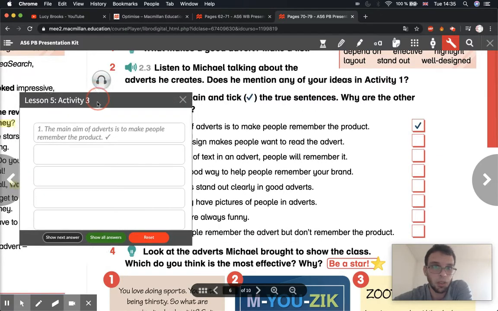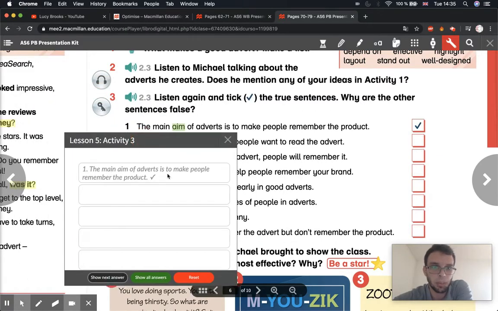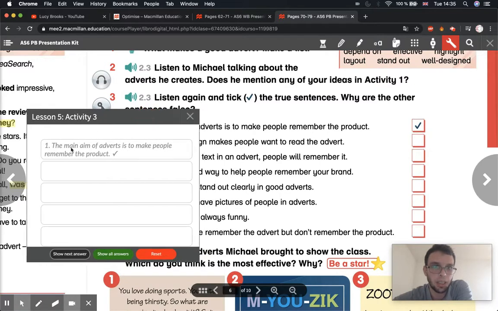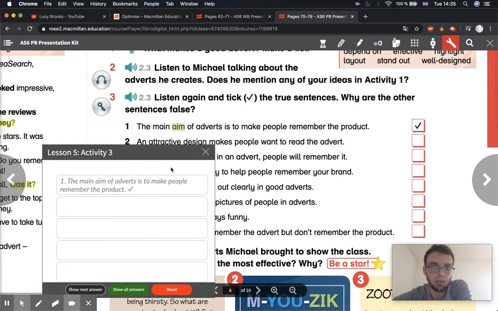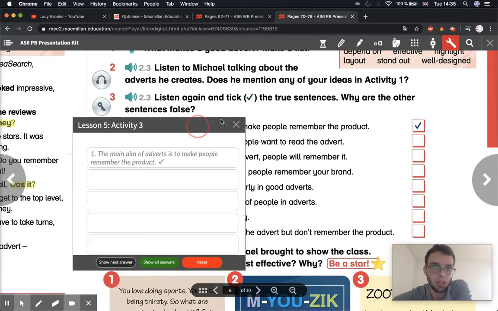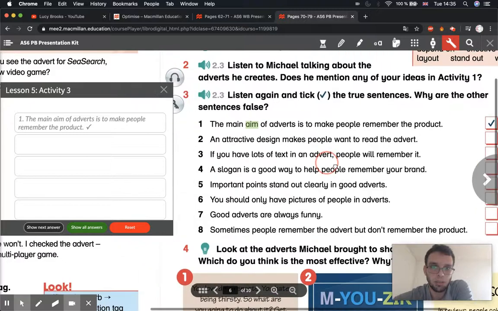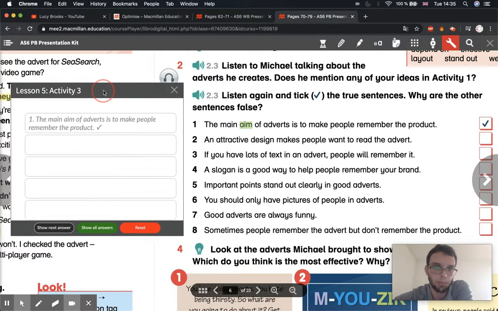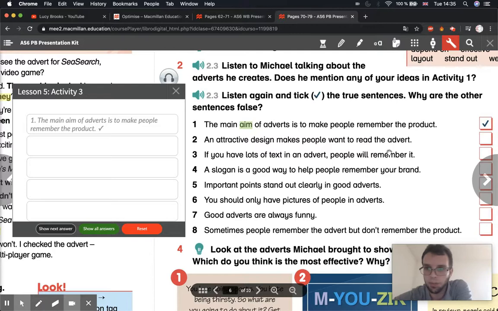Okay, so obviously the first one. Now it's going to say what Michael actually said. The main aim of adverts is to make people remember the product. So that one's true. Okay, there we go. So the second one that we ticked here should be phrase number 2. An attractive design makes people want to read the advert. Okay, he did say this.